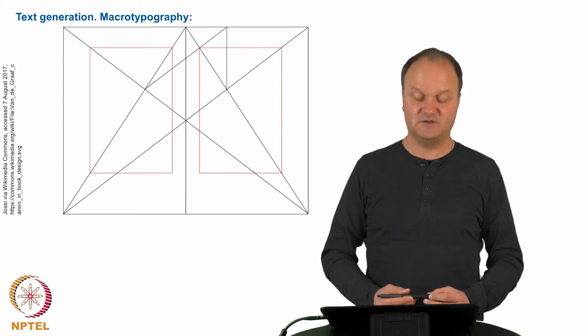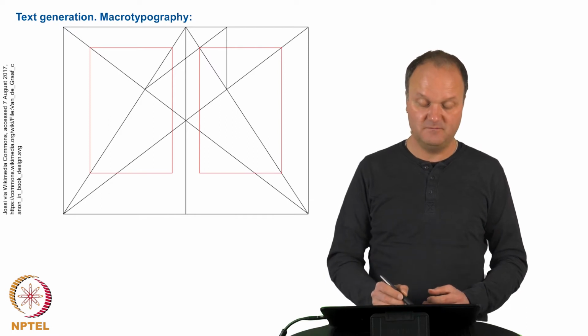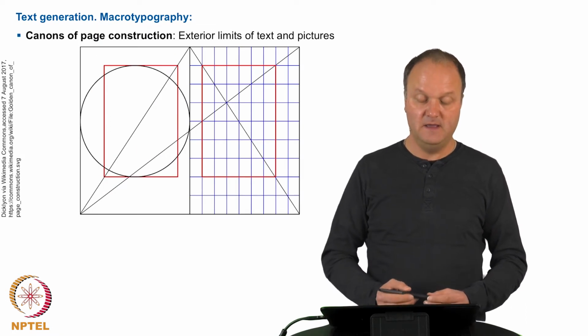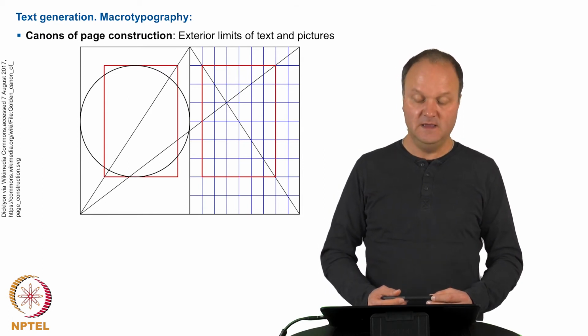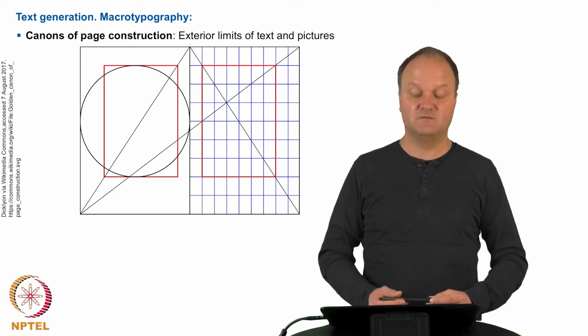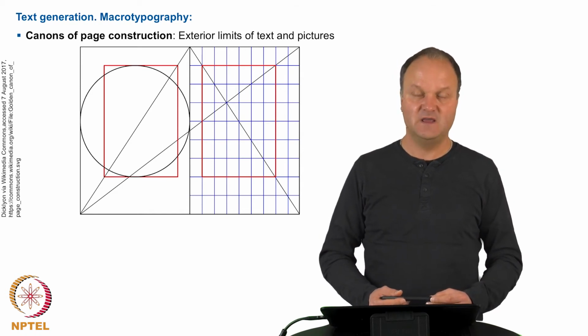In principle, such a Van de Graaf canon works for all types of page ratios. Another very common canon for page construction is Tschichold's golden section, which you see in the picture behind me, which is based on the separation of the page into blocks of ninth parts of the page length and width.